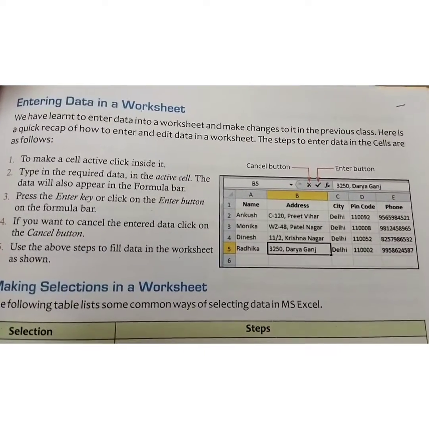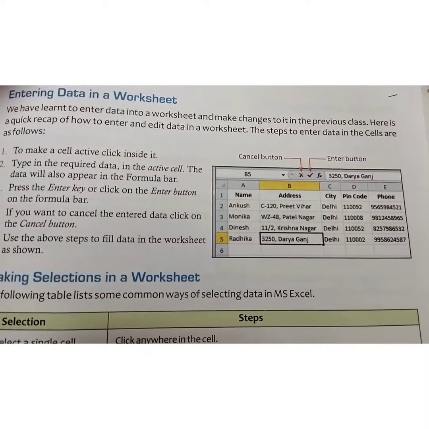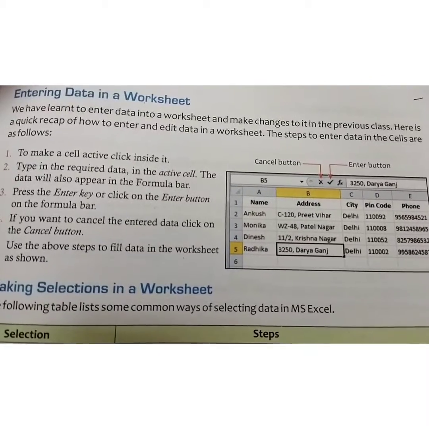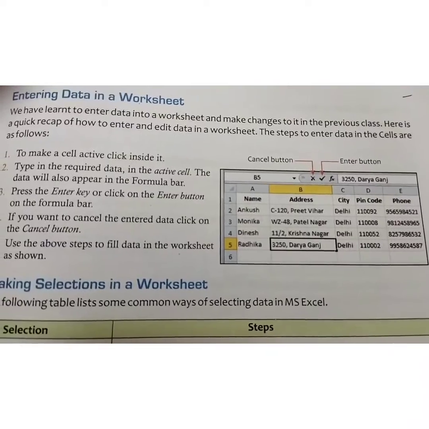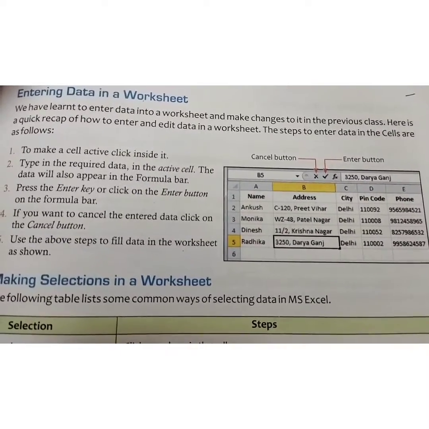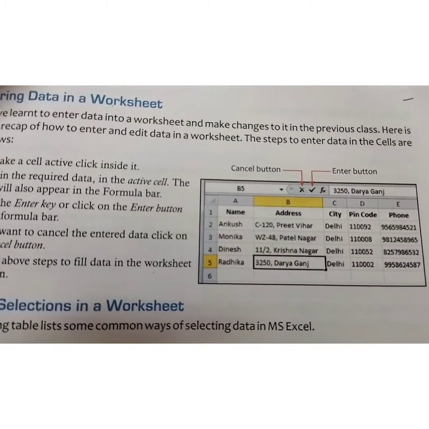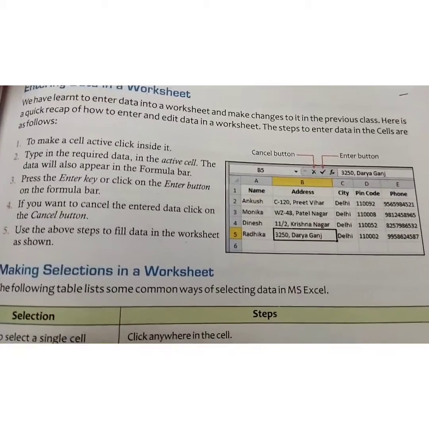The data will also appear in the formula bar. Press the enter key, or click on the enter button on the formula bar. If you want to cancel the entered data, you will click the cancel button. So use the above steps to fill data in the worksheet as shown. You can see this practically. This is how to enter data properly in your MS Excel.